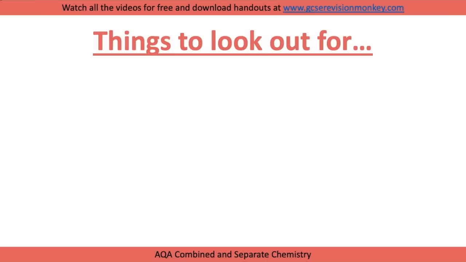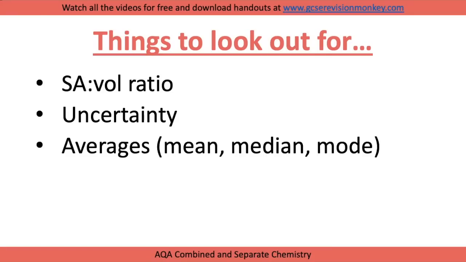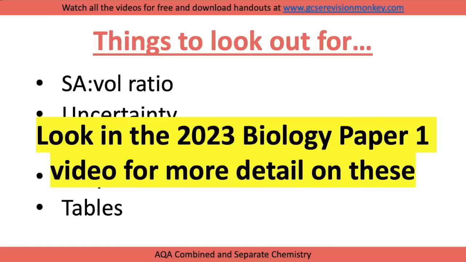Some other things to look out for: surface area to volume ratio, that relates to chemistry as well, so could come up. Uncertainty, range divided by 2, could come up as well. Averages, mean, median, mode, so not only how to calculate them, but to describe how you would calculate them. Graphs, lots of graphs and lots of tables, and again, I go into more detail in the Biology Paper 1 video, and I don't want to repeat myself, so do look back there if you missed that video.